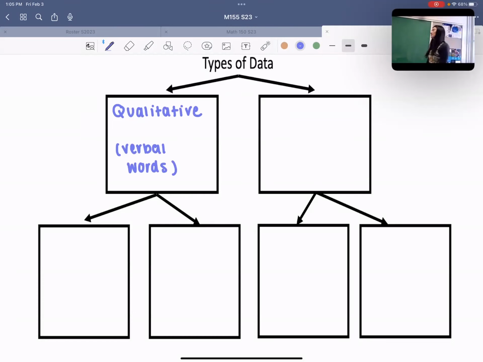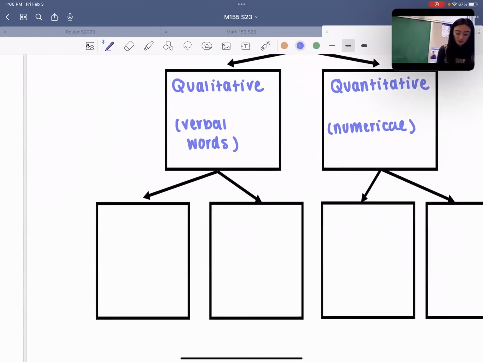On the other hand, we have quantitative data, right? So the quantity of something is how many things there are. So quantitative. These are numerical types of data. So when you ask a quantitative question, you get a number as an answer. Okay. So those two aren't too bad, right? Words versus numbers. But within each type of category, there's two different types of ways that we can represent things.